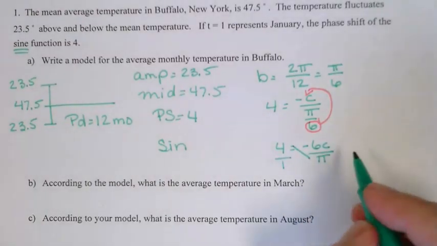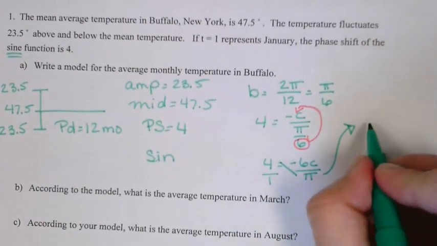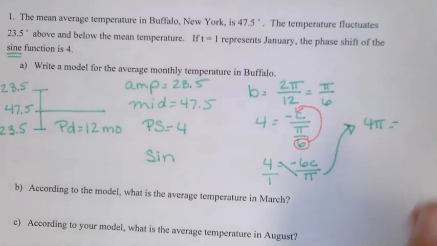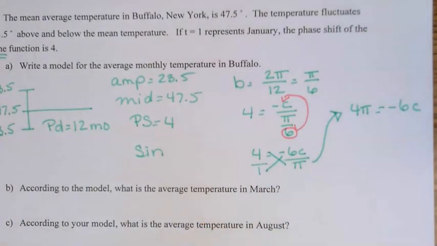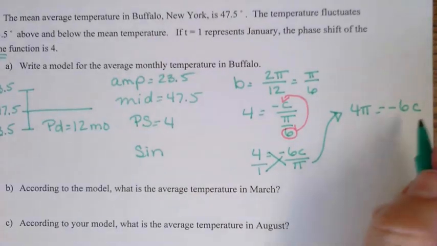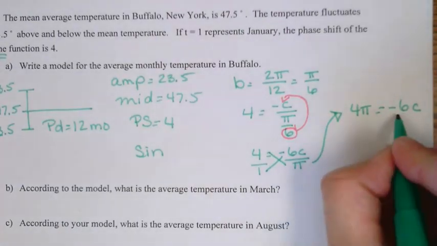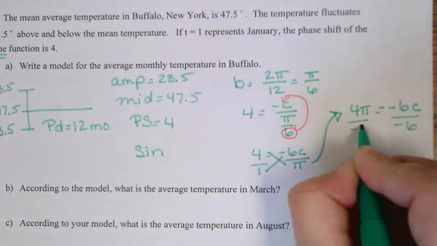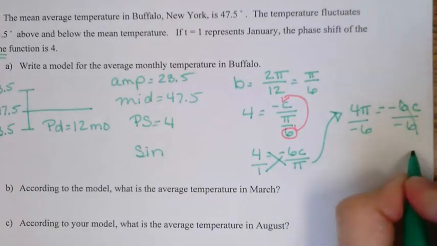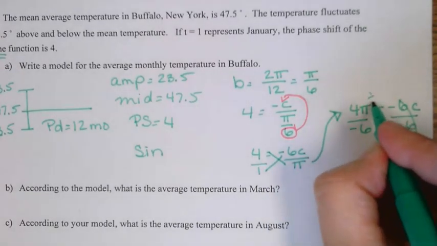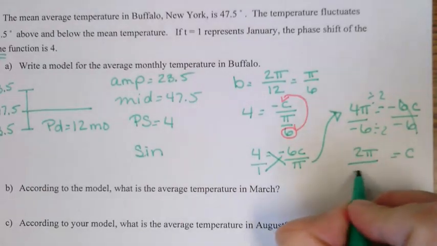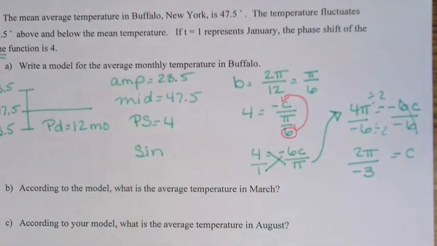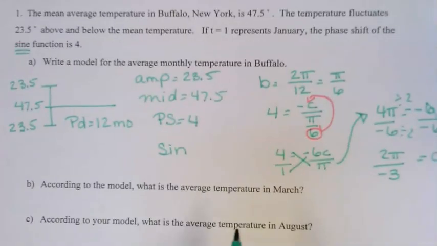Cross multiply. I'm going to move this up here. So we get 4 pi equals negative 6C. We're solving for C, so we're going to divide by negative 6. And then all I have to do is reduce, so I'm going to take a 2 out, top and bottom, and I get 2 pi over negative 3. Okay, we're going to squeeze my equation right in here.